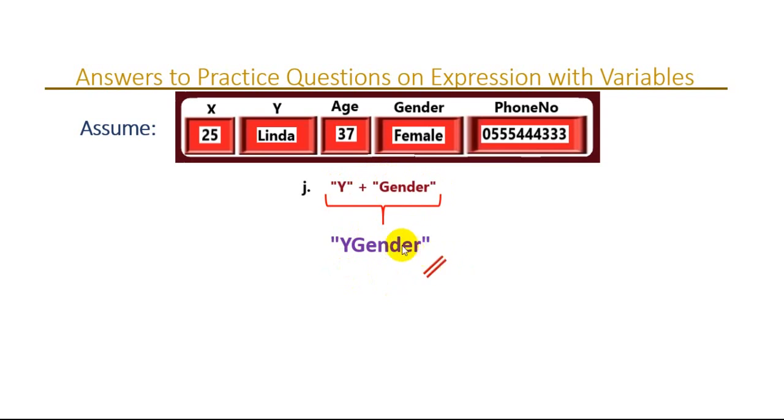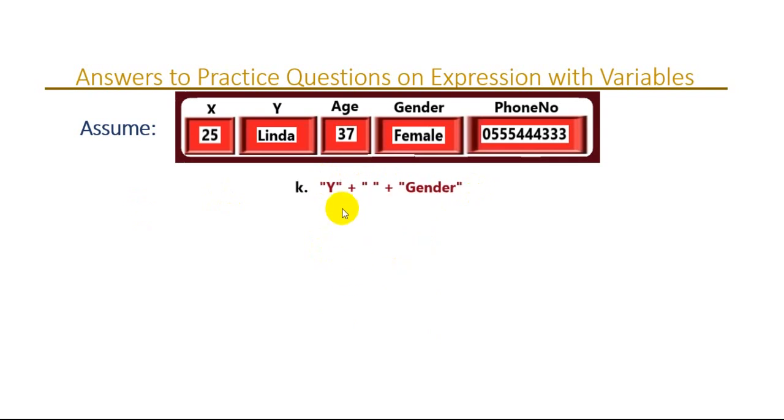It will not take Linda or female into this. We are telling the computer or the system we want the letter y and we want the word gender. So that's why it has taken like that. Whenever we want to say something specific, we put double quotes around that to indicate we just want that. We don't want anything else. We don't want it to be treated as a variable or any other concerns. So y within double quotes and gender within double quotes, when you concatenate, the result is this.